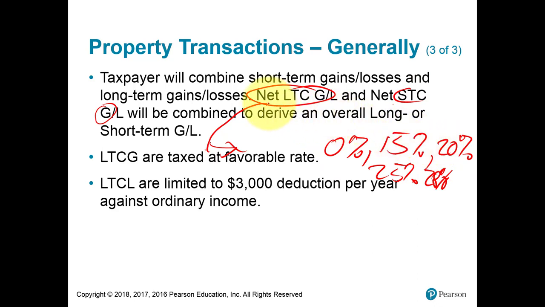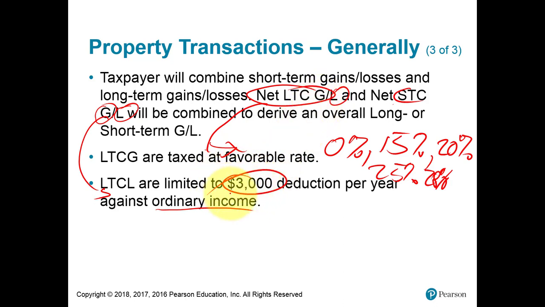If you have a net long-term capital loss or a net short-term capital loss, that means you already reduced your gains by the losses and you still have losses left over, then your leftover loss, be it long or short term, you can use up to $3,000 of that loss for the year to offset other income like wage income or interest income, dividend income.